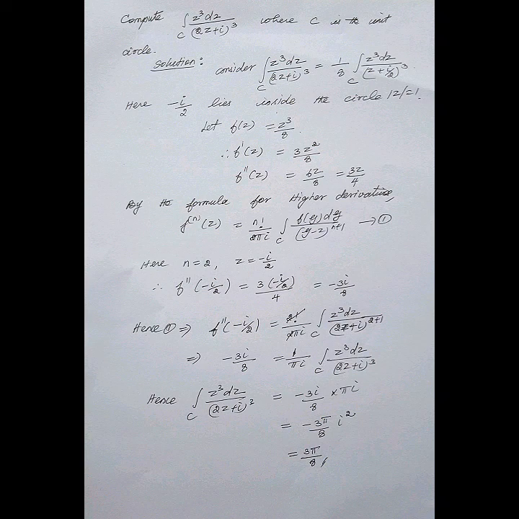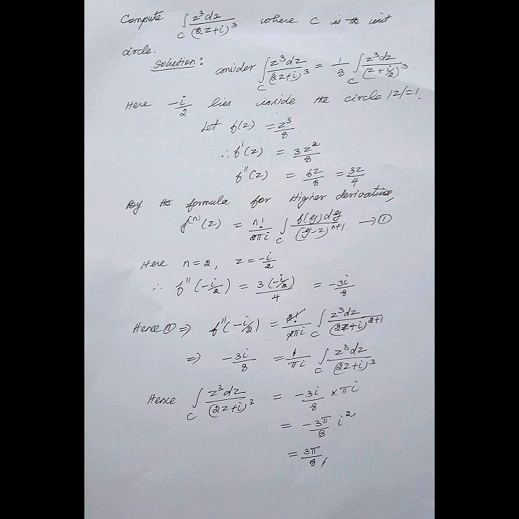Now, compute another problem. ∫ z³ dz/(2z + i)³. Yes? (2z + i)³ in the denominator. If you take 2 outside, it will become 2³, and that is 8. So, 1/8 ∫_C z³ dz/(z + i/2)³. Now, z + i/2 = 0 implies z = -i/2, which lies inside the circle |z| = 1.